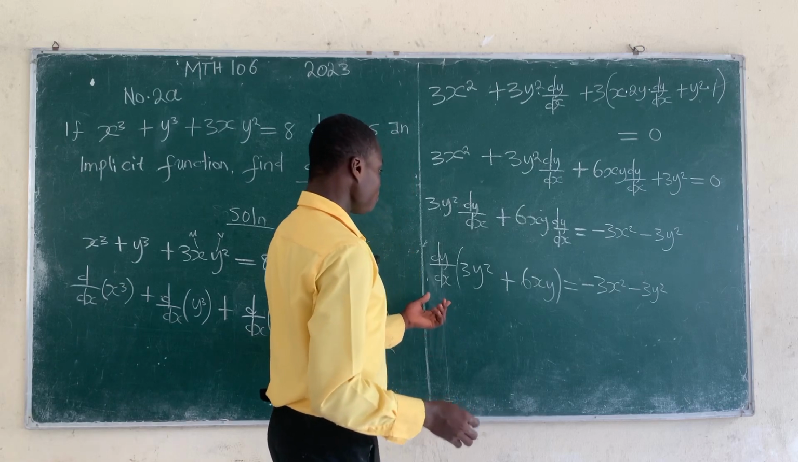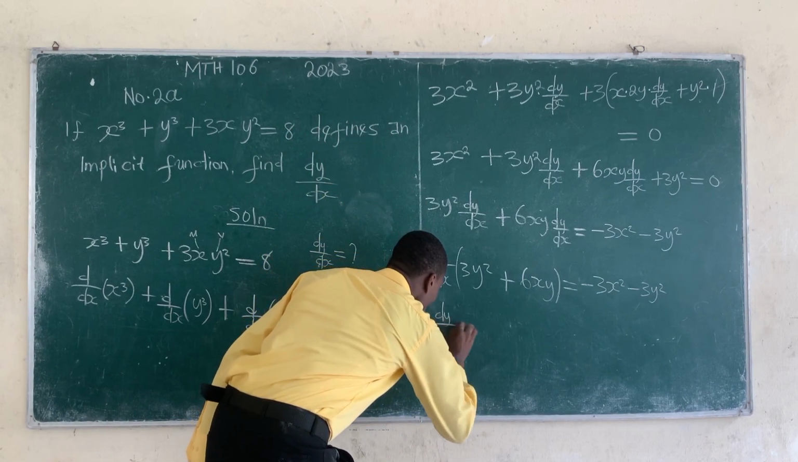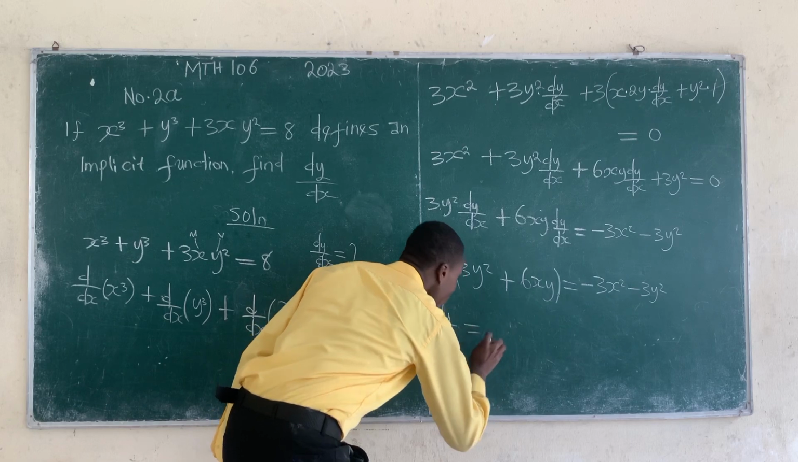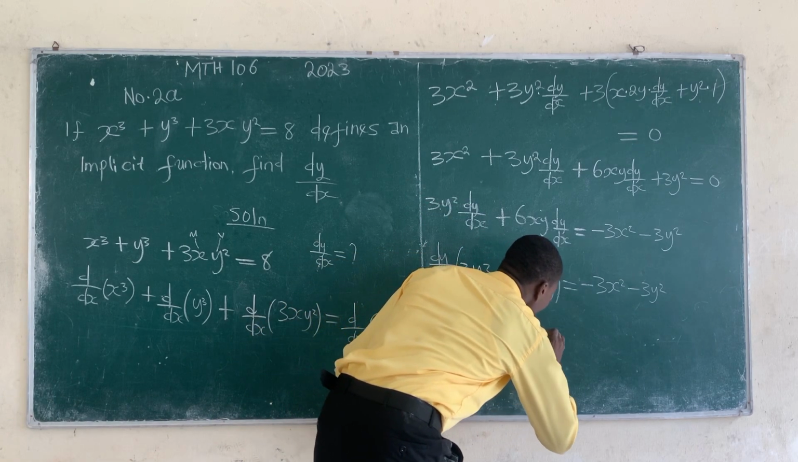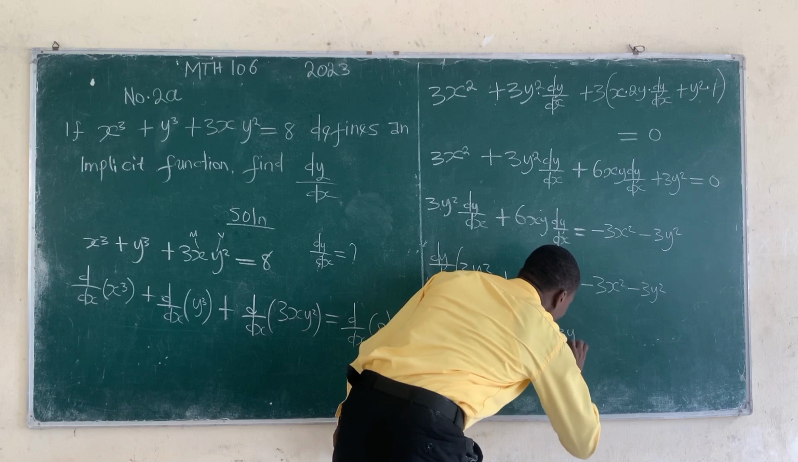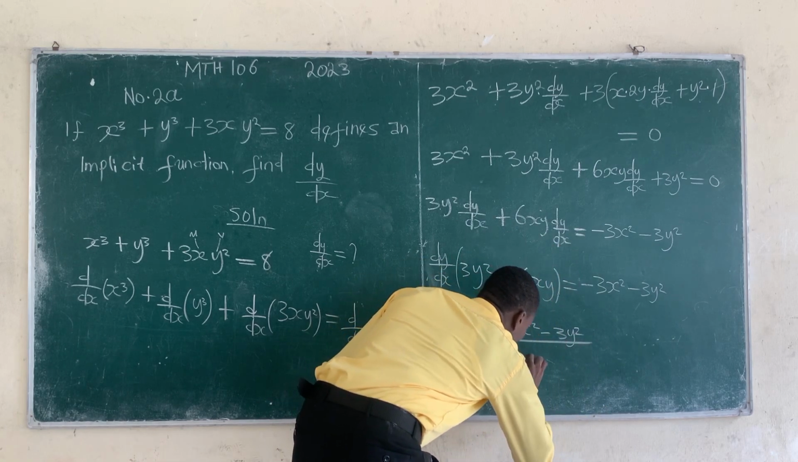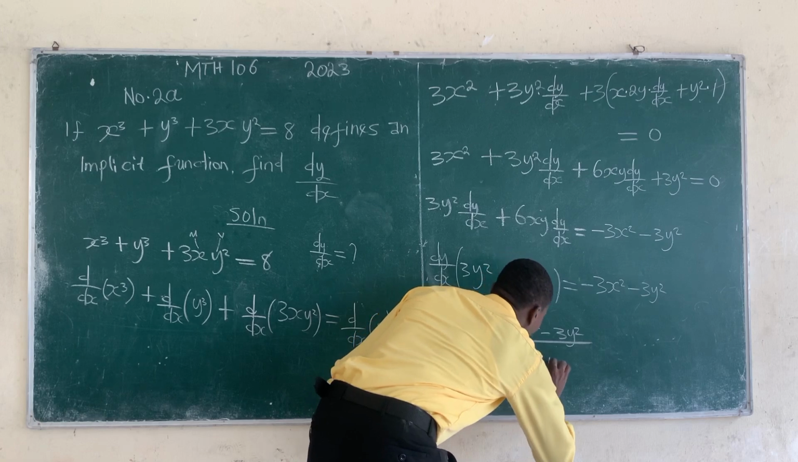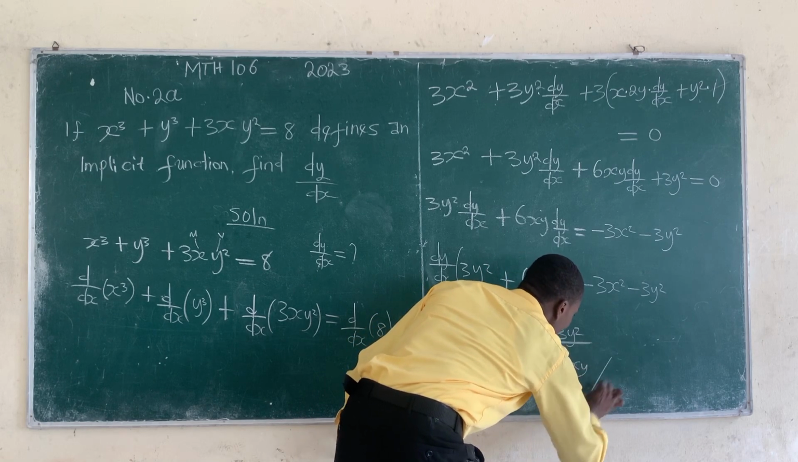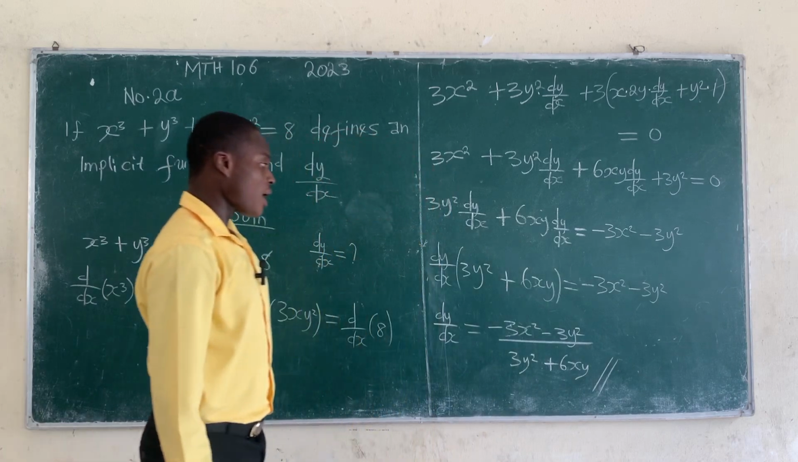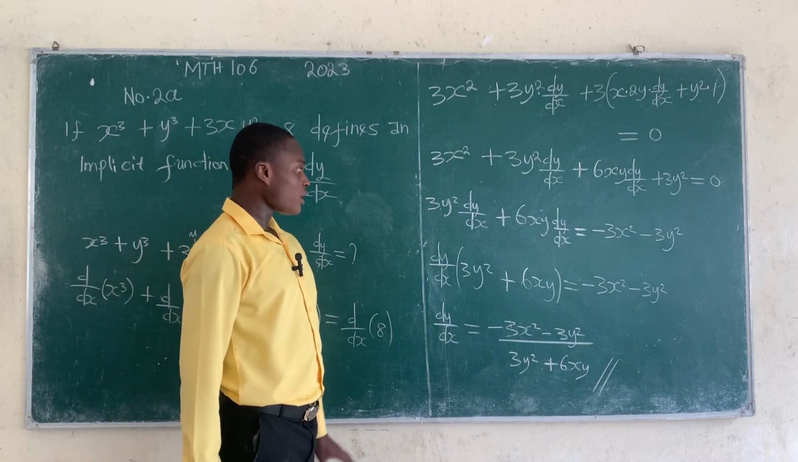So let's make dy/dx the subject of the formula. We have dy/dx equal to minus (3x squared minus 3y squared) over (3y squared plus 6xy), and that is our answer to that given problem.